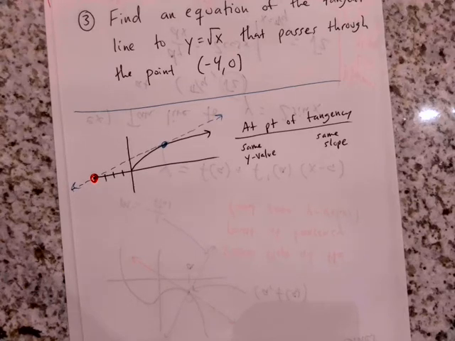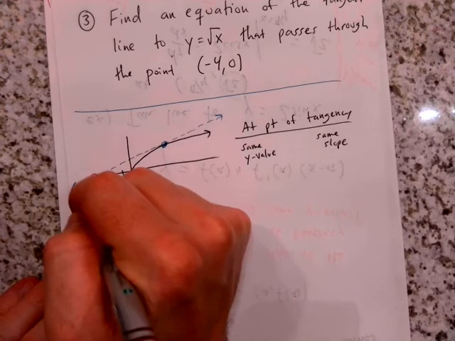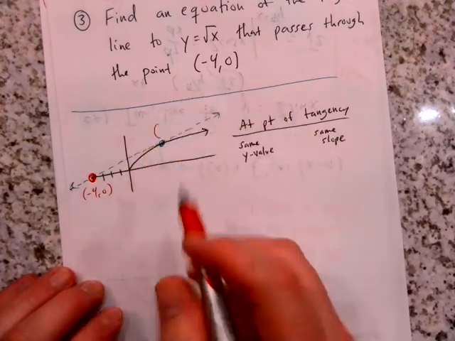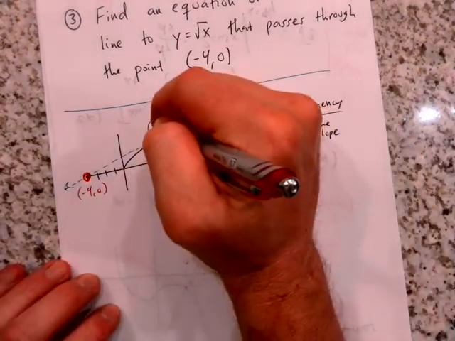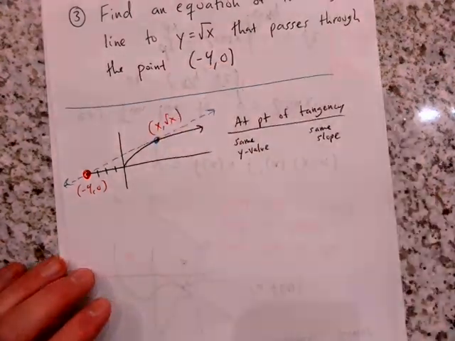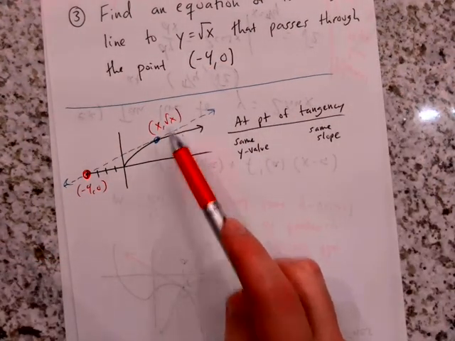So here's the solution. I just sketched out the picture if you just wanted a hint. So the hint is that here's our point (-4, 0). Here is the point of tangency, which we don't know. I'll just call it (x, root x), right? Because the function is root x, so the y value is root x.